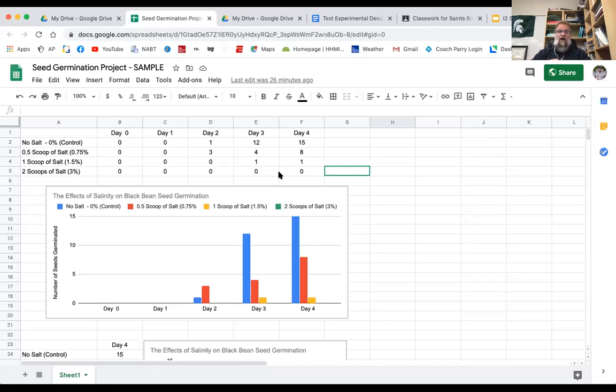Just remember, if you make the graph by hand, you want to include the axes names and units of measurement for the X and Y axis. You want to give the graph a title. All those things need to be there, and it needs to be a neat copy.